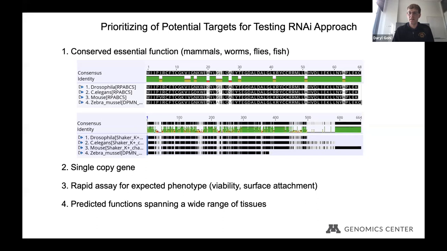So these are mostly genes that are involved in either viability, survival, you know, are the zebra mussels alive or dead, or the ability to attach to surfaces. And Scott will tell you more about how we're assessing those things in his part of the talk. And then finally, we wanted these genes to have predicted functions that span a wide range of tissues. We don't necessarily know that RNAi will be effective or be equally effective in all tissues. So we wanted to cast a wide net and make sure that if there's something to see, we would be able to see it in these initial experiments.